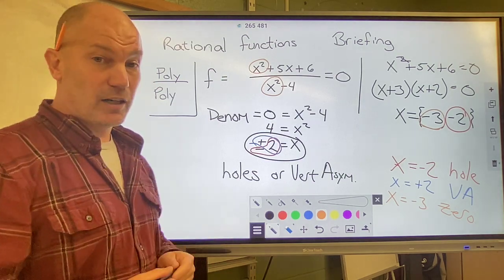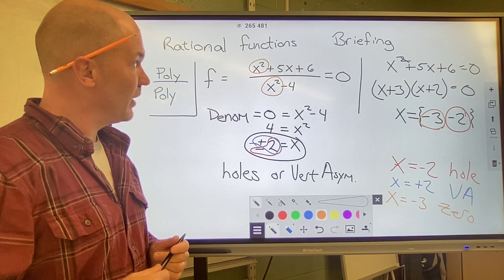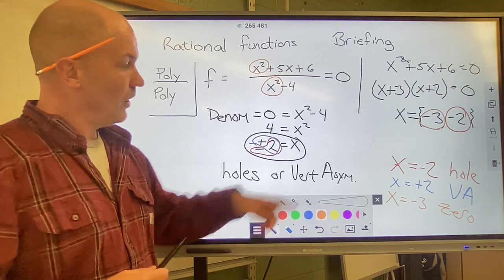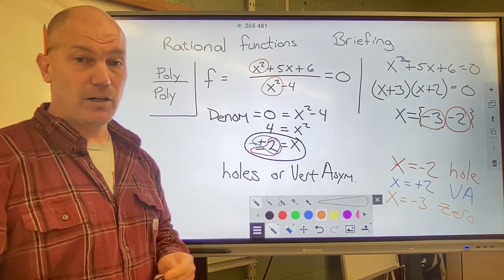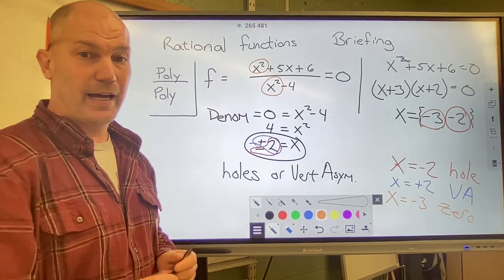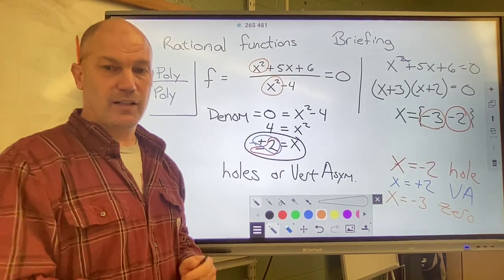And again, we're going to be talking about that quite a bit as we go on. So, holes, vertical asymptotes, zeros, and then talking about horizontal asymptotes, or what happens at the infinities.